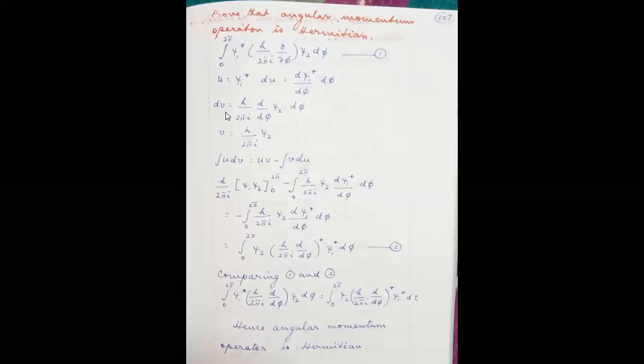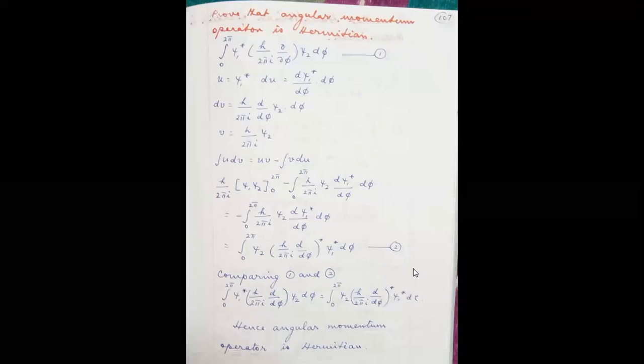Next, we have to prove similarly that the angular momentum operator is Hermitian. You just follow the same procedure. You start with this equation and apply the UV formula for integration, integral u dv is equal to uv minus integral v du. Finally you get the same condition, a function with its complex conjugate, an operator, and another function, with operator star and the functions interchanged. So the angular momentum operator is Hermitian.